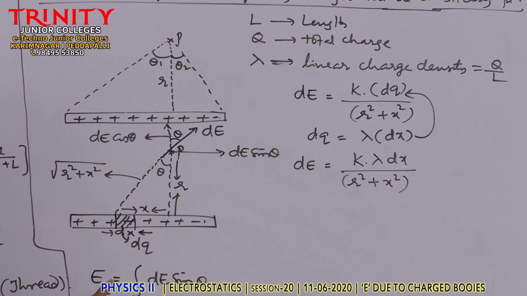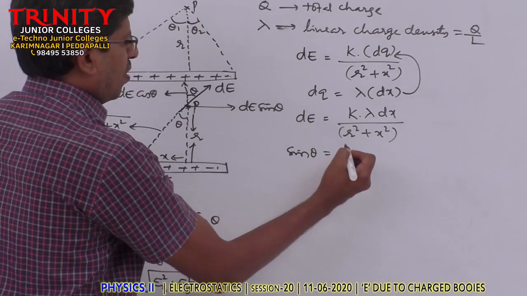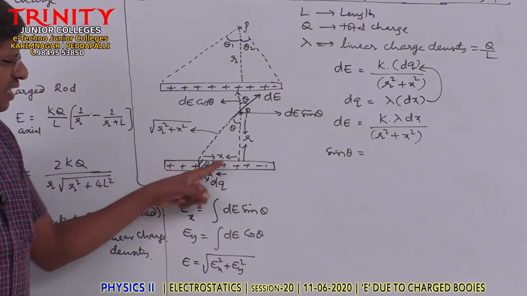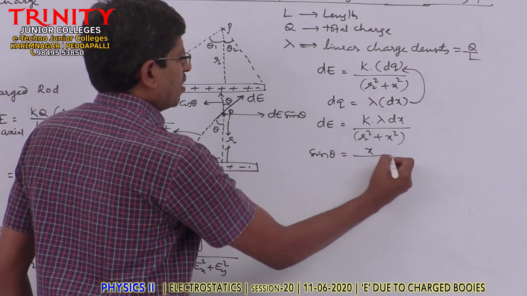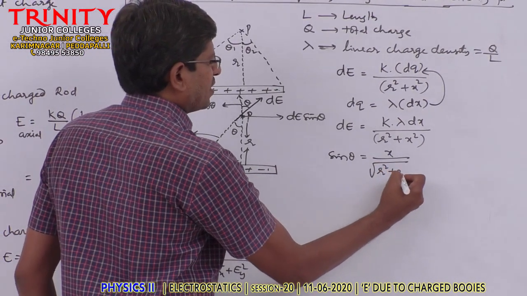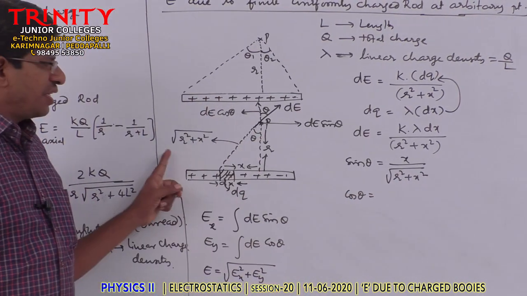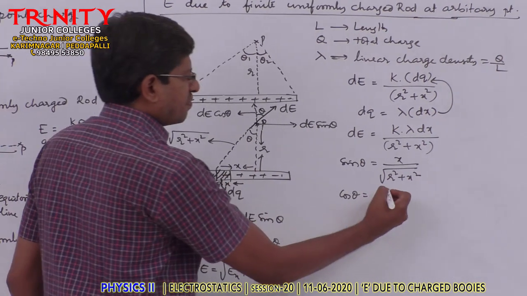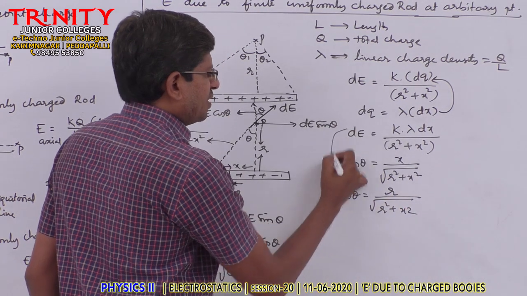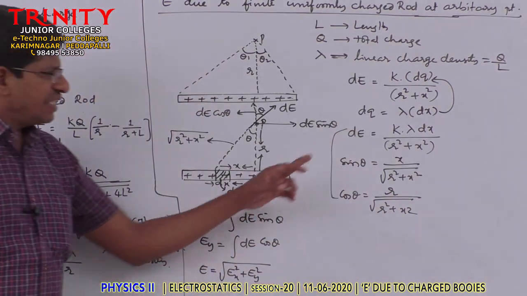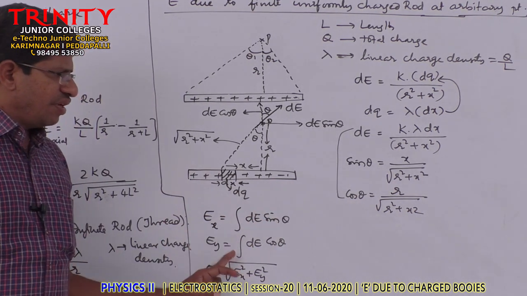Then how will you find Ex? dE sin theta and dE cos theta. Now let us write sin theta also here. You take this triangle, sin theta is opposite by hypotenuse, therefore x by square root of R square plus x square. Similarly cos theta is adjacent side by hypotenuse. The adjacent side is R, so cos theta is R by square root of R square plus x square. So with these values, we know dE and we know sin theta and cos theta. These you have to evaluate now.